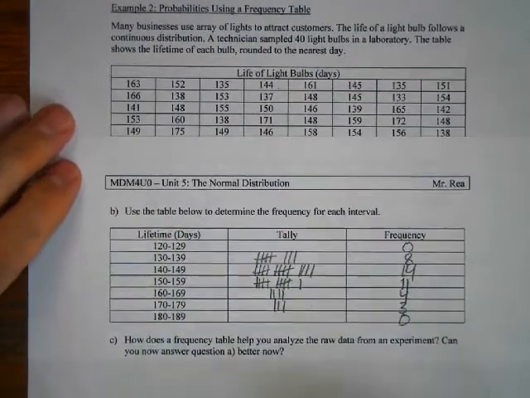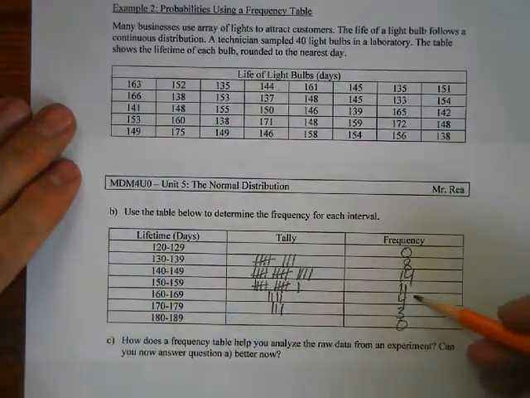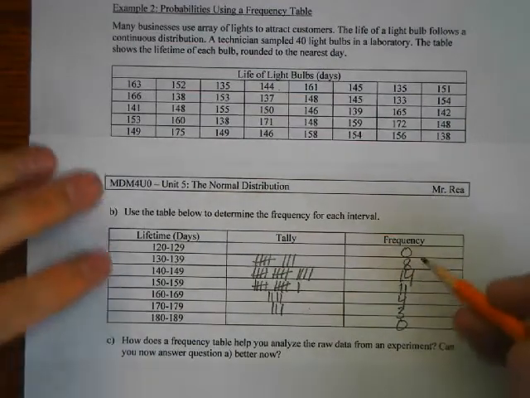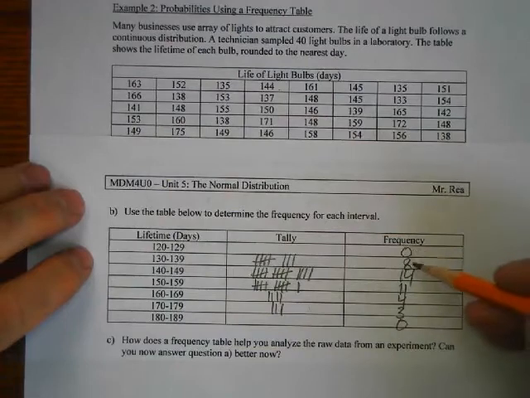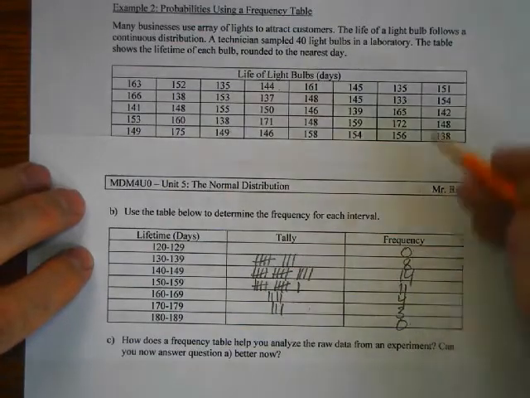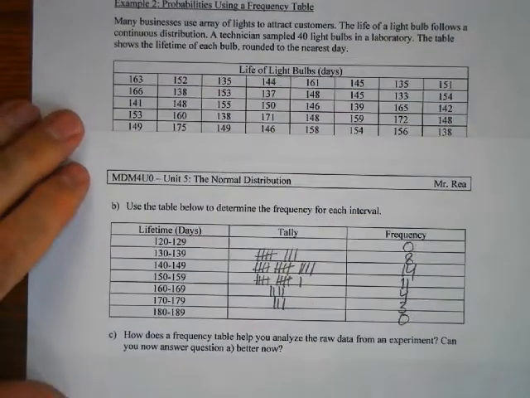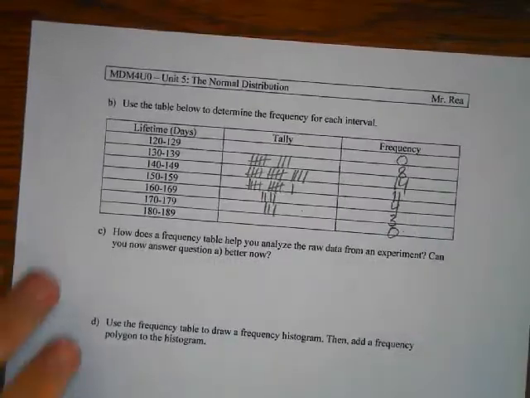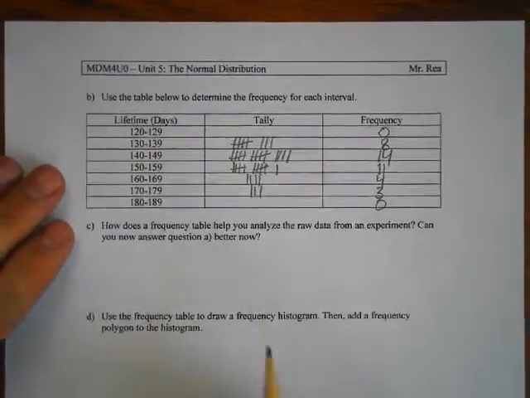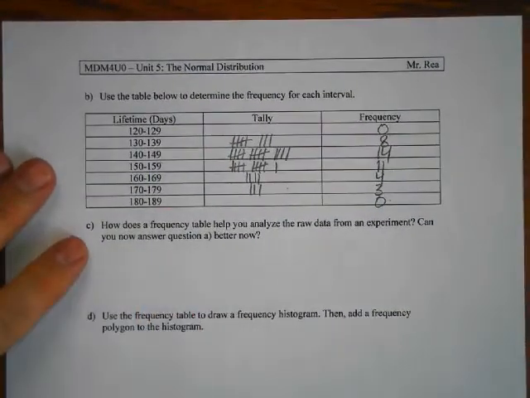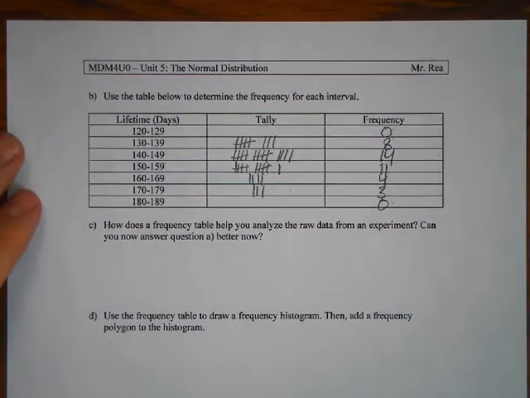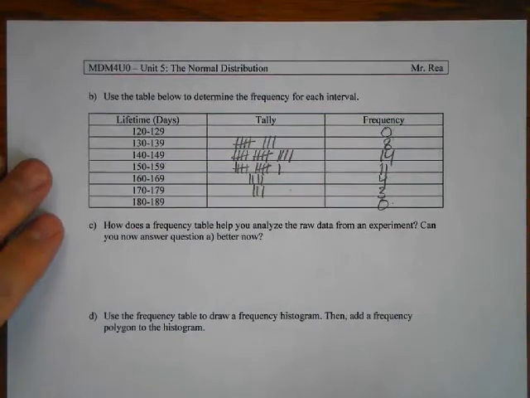Okay, so I think we just put the last groups here to show that we're not just cutting off at these levels for the fun of it. There's nothing lower than this, and there's nothing higher than this in the table of data. Okay, so now that we've got it in table form, let's answer the question. How does a frequency table help you analyze the raw data from an experiment? Can you now answer question A better now?